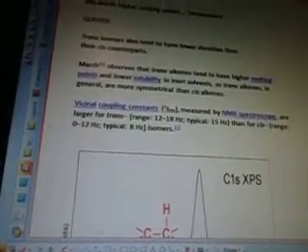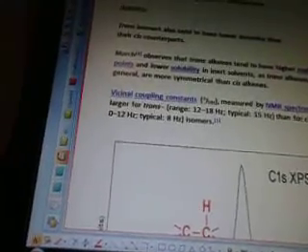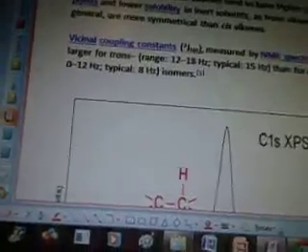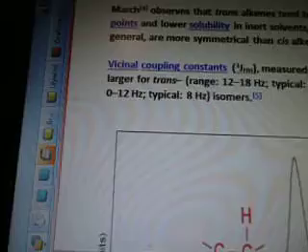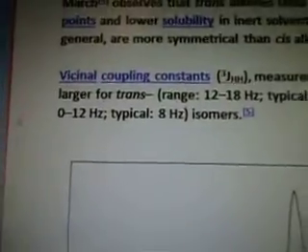Trans isomers also tend to have lower densities than their cis counterparts. March observed that trans alkanes tend to have higher melting points and lower solubility in inert solvents, as trans alkenes in general are more symmetrical than cis alkenes. Vicinal coupling constants, and there's the term for it, measured by NMR spectroscopy, are larger for trans, and there's the range for it, and the range for isomers.